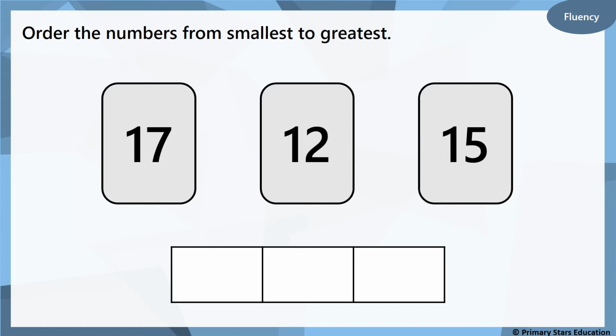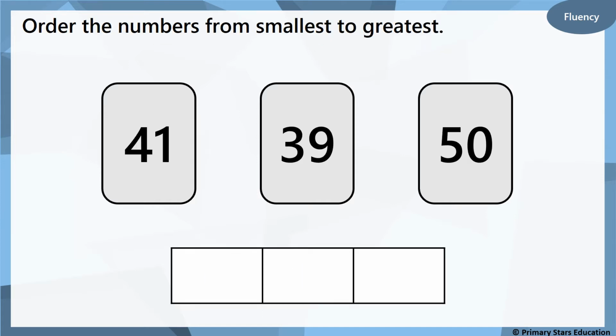Okay, what's the smallest number? It's 12, isn't it? Which number's next? 15. And the greatest number is 17. Well done if you got that right. Fantastic. What do you notice about all of these numbers? What are they all? They are all teen numbers, aren't they? Fantastic. Well done. Let's try another.